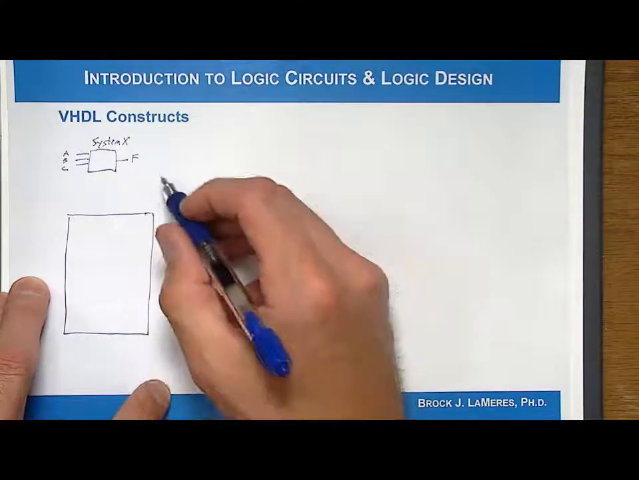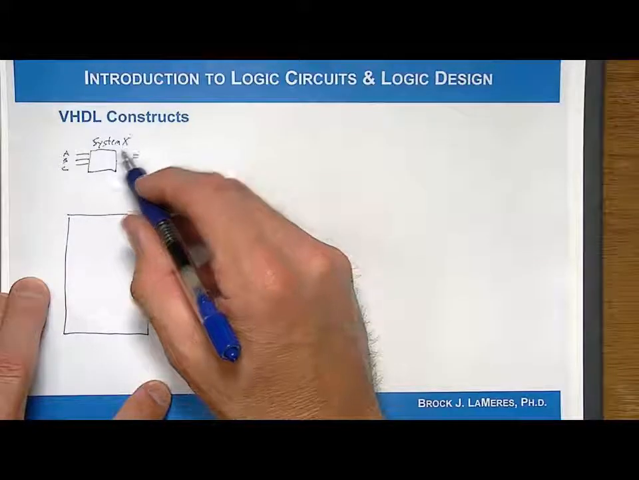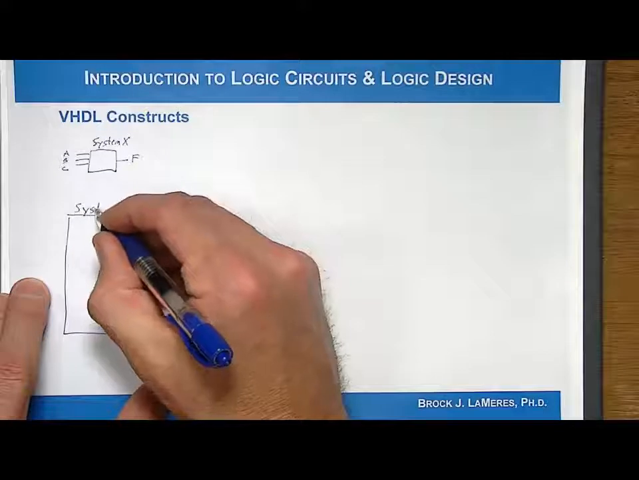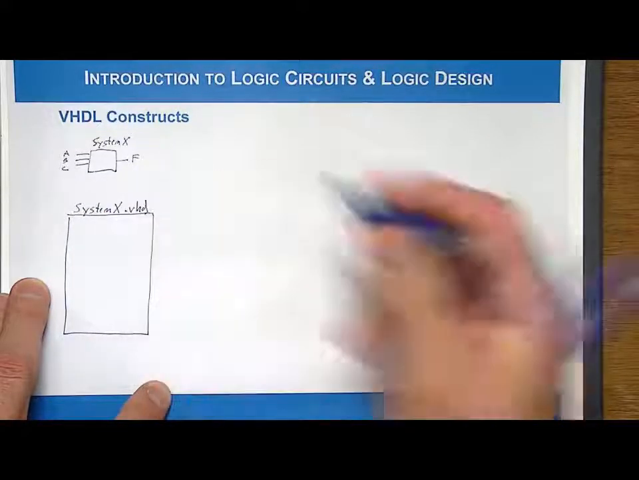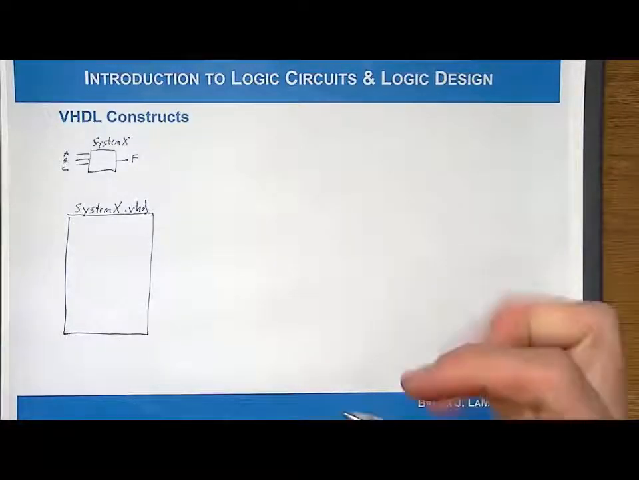So what you want to do is name the file in a descriptive manner. So you typically use the name of the actual system you're modeling. So for this example, I'm going to call it system x.vhd. And within a VHDL file, you're going to have three primary items, okay?